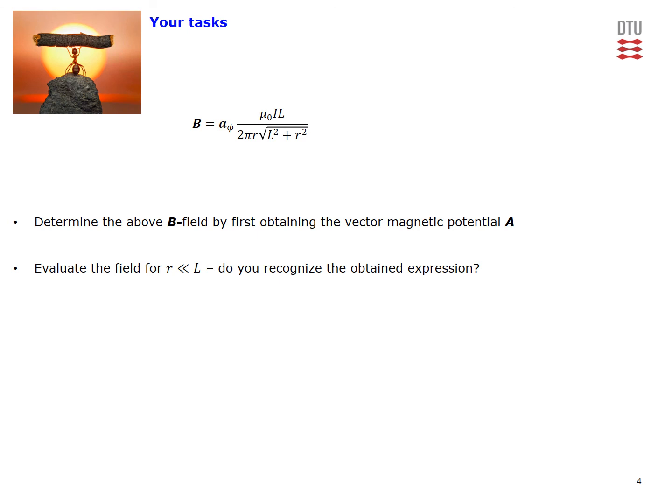I can ask you to determine the above field by first obtaining the vector magnetic potential A and then taking the curl of the resulting vector expression. Also, I would like you to evaluate this field for R much smaller than the length of your conductor. That essentially means that you are very, very close to your conductor, and then ask yourself if you recognize the obtained expression. Thank you very much for your kind attention.